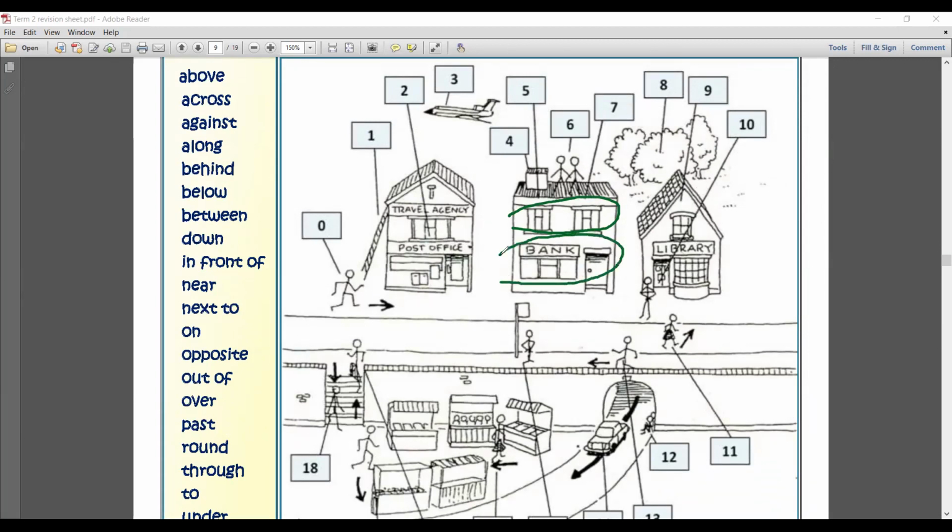And here is the bank. Where is the flat from the bank? Is it on? No, it's not on. I know the surfaces probably are touching, but again, on, the opposite of on is under.